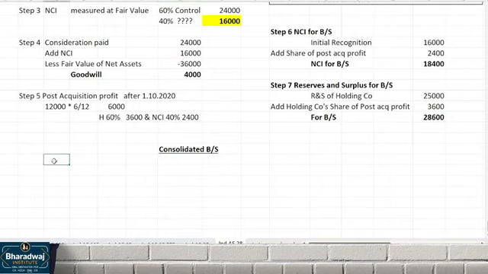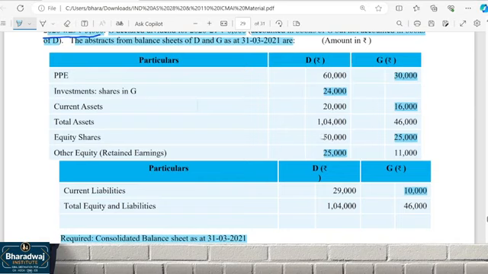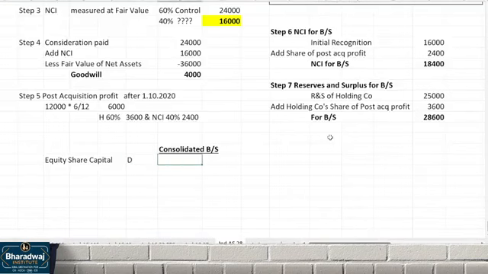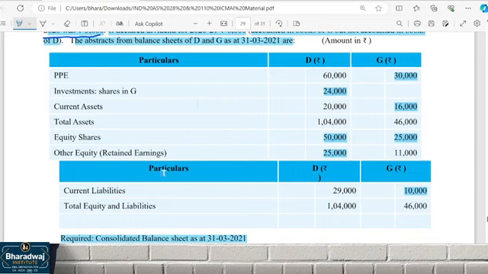Wait. What is the equity share capital? Only the holding company's will come. What is the holding company's equity share capital? These equity shares, how much? 50,000. Then other equity. Other equity is nothing but the step 6 level, step number 7 level, other equity. How much? 28,600. Then NCI, I'm making a mistake. I'll correct the mistake later. Step 6 and over the NCI. 18,400. Then what else will come?